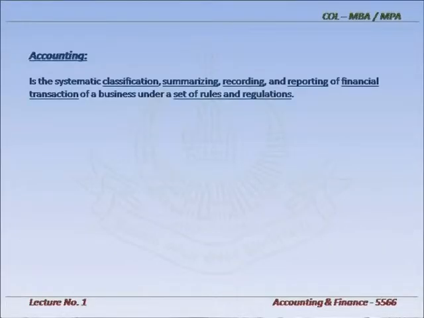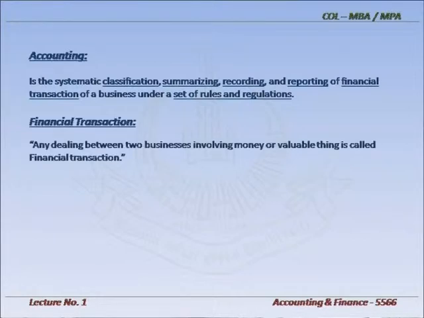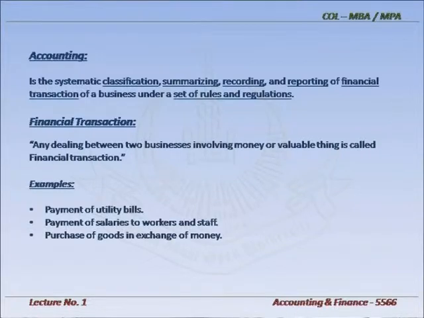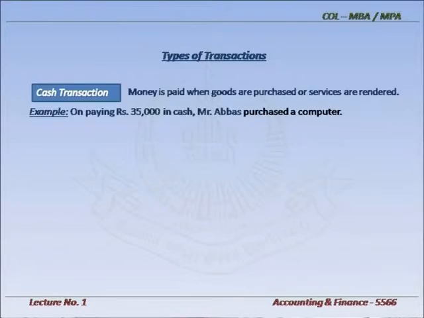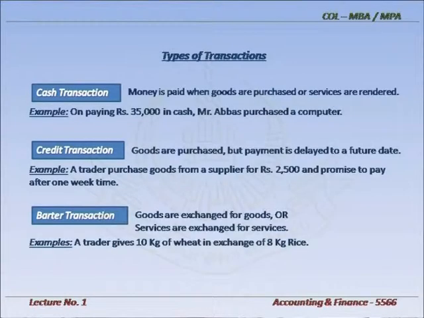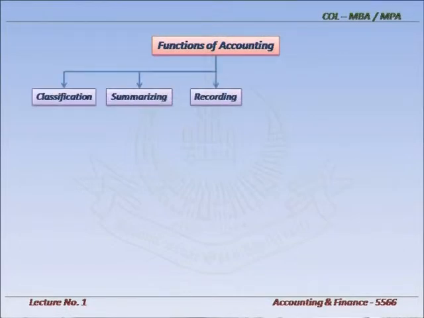Now, before finishing today's lecture, we take an overview of what we have learned so far. First of all, we learned the definition of accounting. Then we learned the financial transaction and took some examples. After this, we studied the types of financial transaction, which can be the cash transaction, credit transaction, and barter transaction. After this, we studied the source document and its types for specific financial transactions. Moving further, we discussed the steps and functions of accounting, which are classification, summarizing, recording, and reporting.